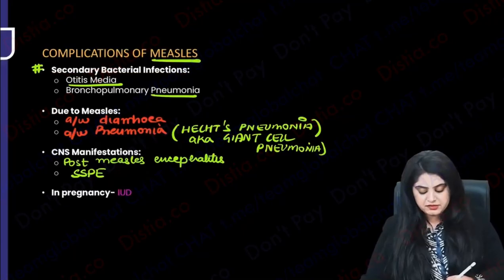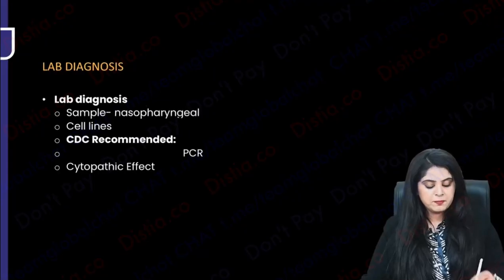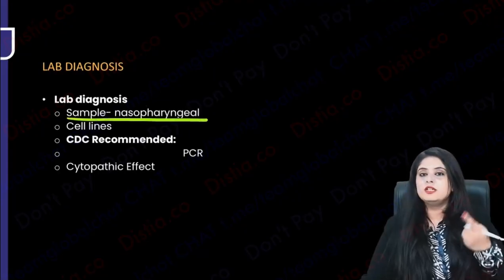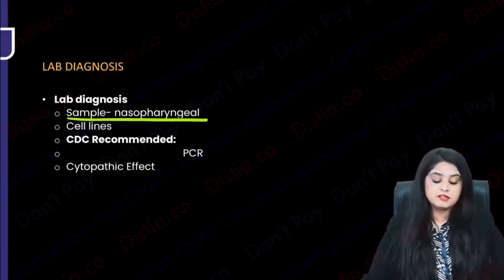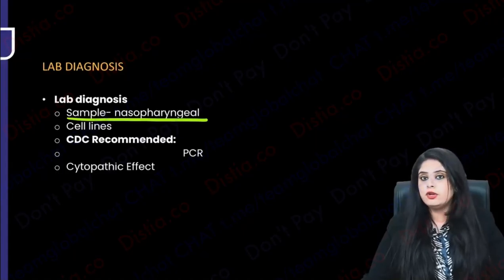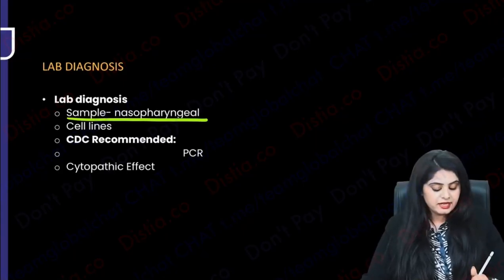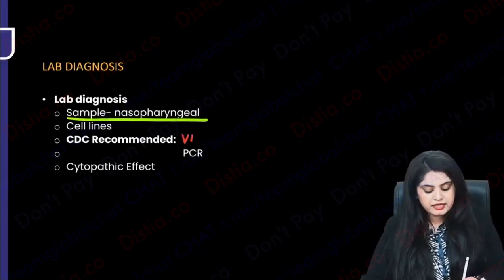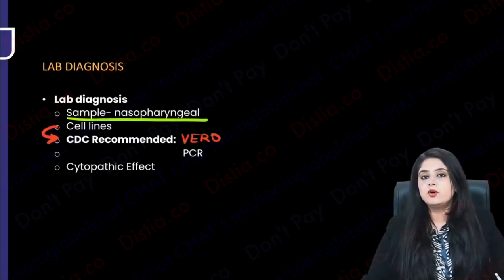Okay, now all your manifestations are done. You're ready for the lab diagnosis. What do you think is going to be the sample? Because this is something which has an inhalation and respiratory droplet route, and there is cough, coryza, all these things, nasopharyngeal is definitely going to be the best sample. And you know it's a virus. I'm not going to have any culture media. I'm going to have a cell line. You can use any cell line, but they say that the Vero cell line is highly recommended. The Vero cell line has been recommended by CDC for measles.